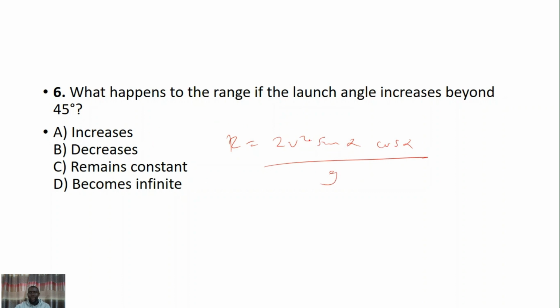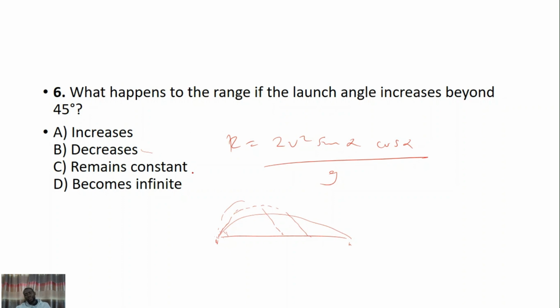What happened when the value of alpha increases? What happened if it increases? The range, don't forget that the range is the distance from where it was thrown to where it's landed, like this, right? So if the angle here increases, you know, what will happen? It will not be able to reach it again. And if it's increasing, it will come here. Okay? So the range will be what? Will be decreasing as the angle increases, especially beyond 45 degrees.